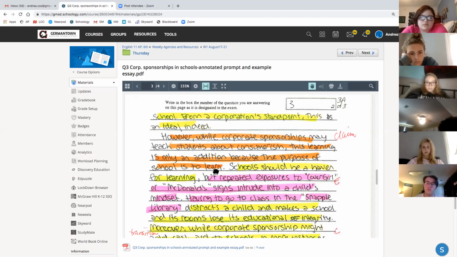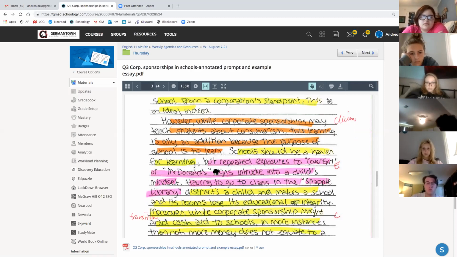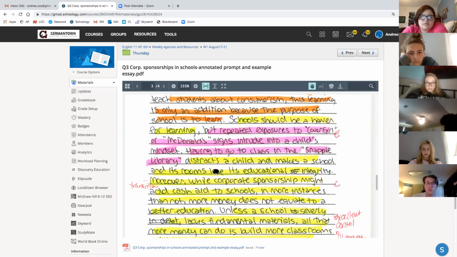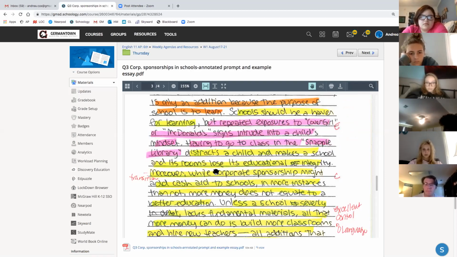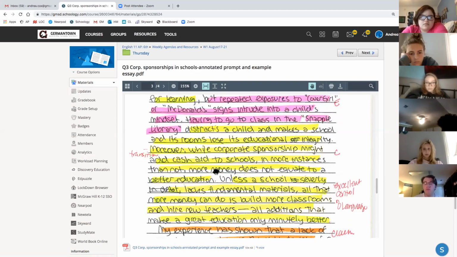Schools should be a haven for learning, but repeated exposure to quote CoverGirl or quote McDonald's signs intrude into a student's mindset. Having to go to class in the Snapple library distracts a child and makes a school and its room lose its educational integrity. Moreover, while corporate sponsorships might add cash aid to schools, in more instances than not, more money does not equate to a better education. That's a really strong point, right? Unless the school severely lacks fundamental materials, all that more money can do is build more classrooms or hire new teachers, all additions that make a great education only minutely better.